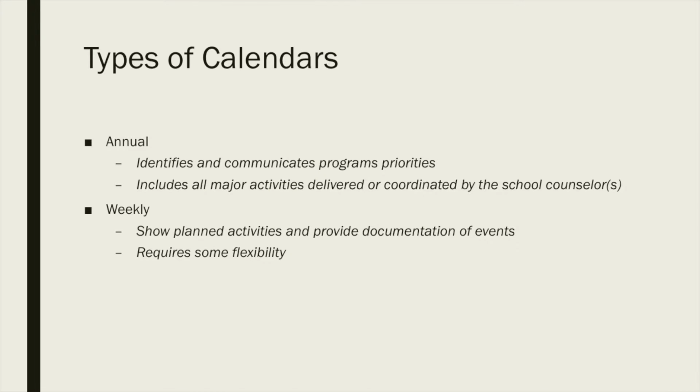In the ASCA National Model, there are two types of calendars, the annual calendar and the weekly calendar. The annual calendar shows the scope of the program and identifies program priorities. All major activities delivered or coordinated by the school counselor or counselors are included. The annual calendar should be posted in the school or on the website so that all stakeholders can learn about the opportunities available to them.